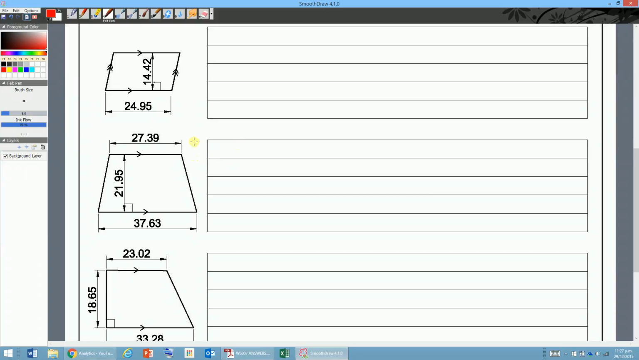Now this next one here, let's have a look at this. This is a slightly different shape. A parallelogram has 2 sets of parallel sides. So that side and that side are parallel. Now if we look at this shape here, it has 1 set of parallel sides, and these other 2 here are non-parallel. Now this is in fact a trapezium.